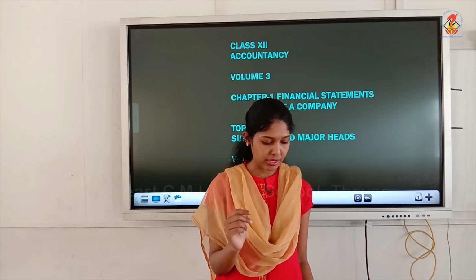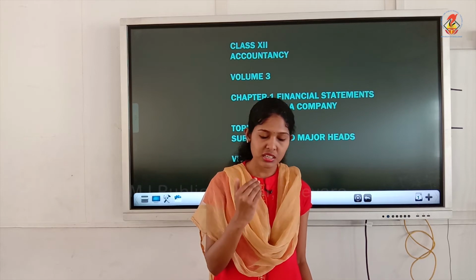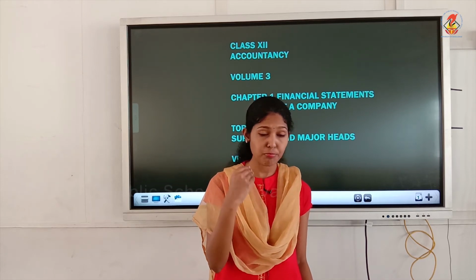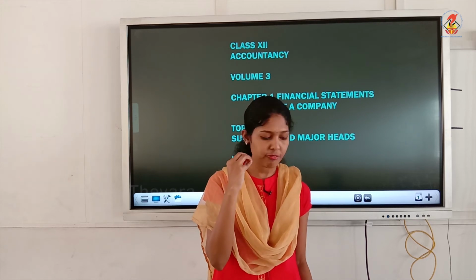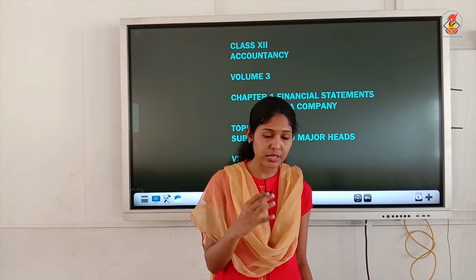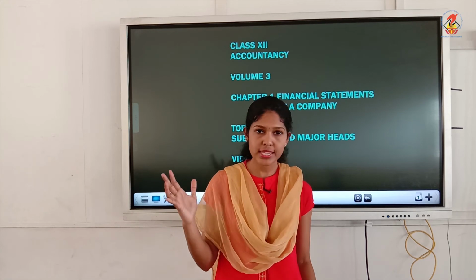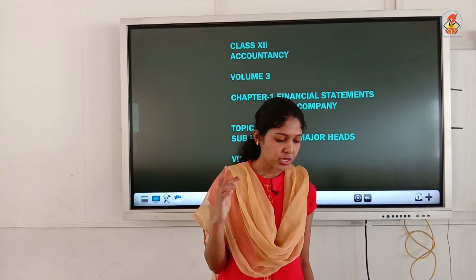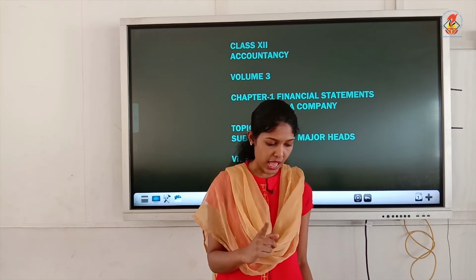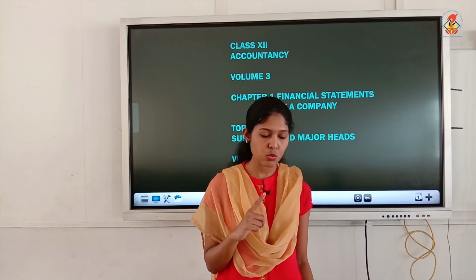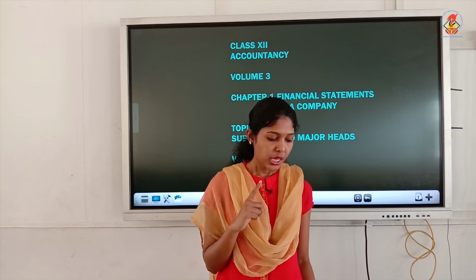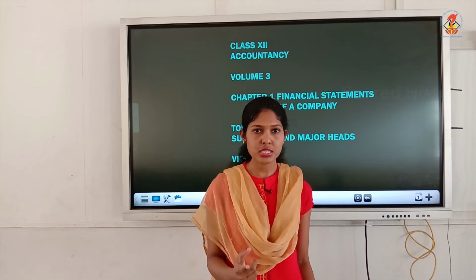Other current liabilities. You can learn all these examples from the textbook itself, but you should read it 3 or 4 times, then only you will be familiar with this. If you read once, you can't remember all these items. So other current liabilities, we have current maturities of long term debts. Did you see page 1.22? Current maturities of long term debts.